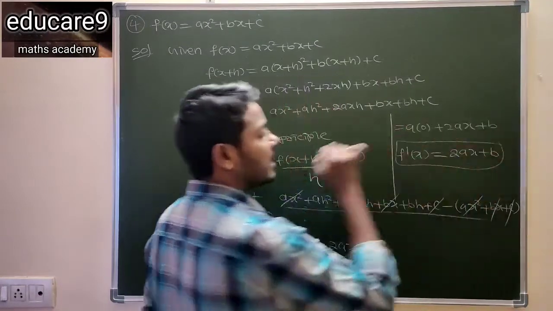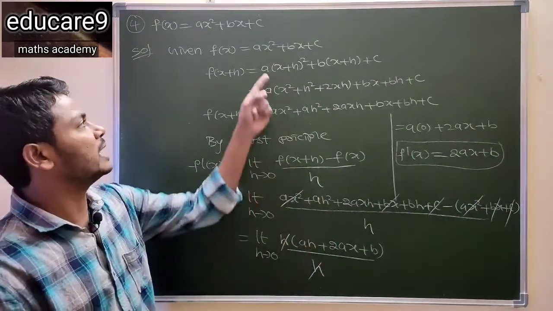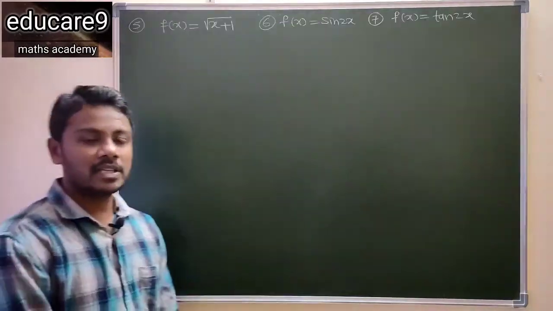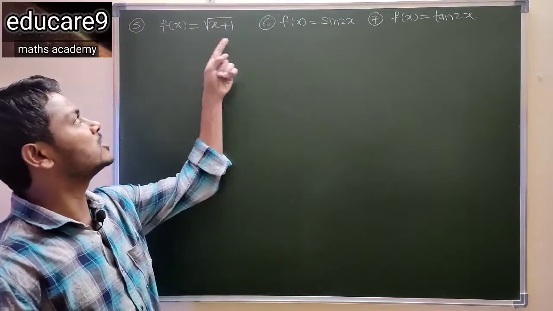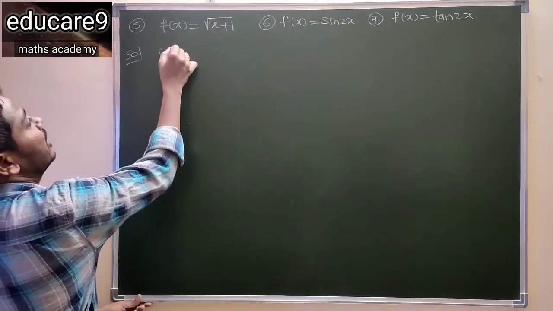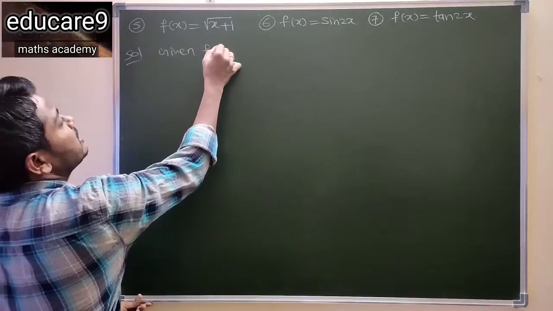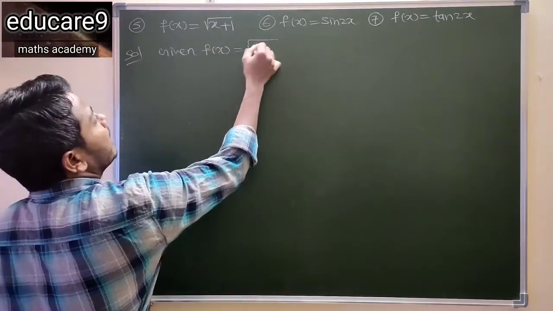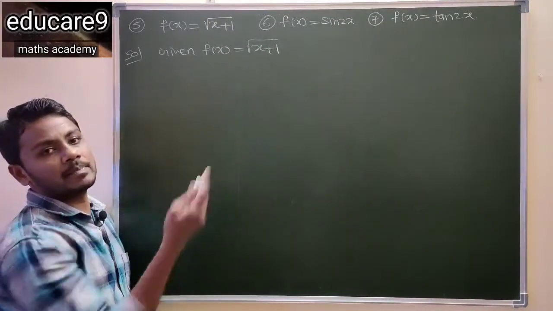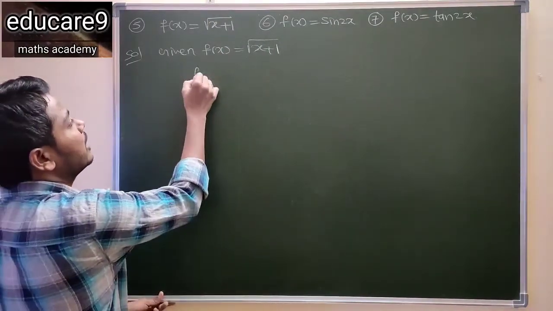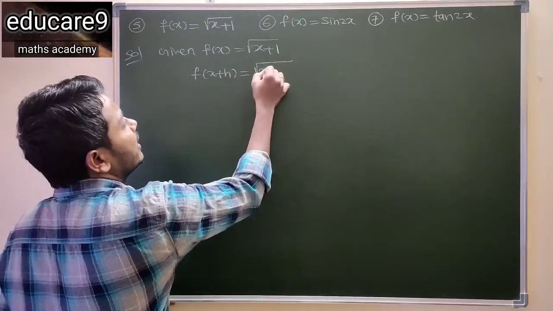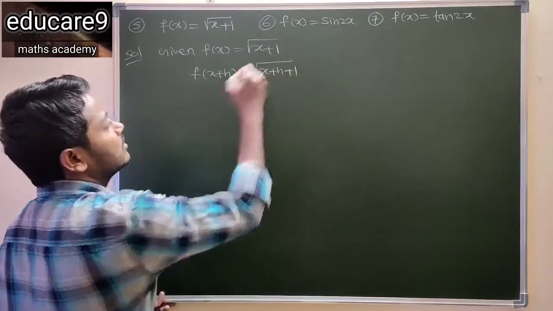So this is the derivative of the given function ax square plus bx plus c. Okay. So see the next question. f of x is equal to root x plus b. See a solution. Given f of x is equal to what? Root x plus b. Now replace x by x plus h. See here f of x plus h is equal to what? Root of x plus h plus c.